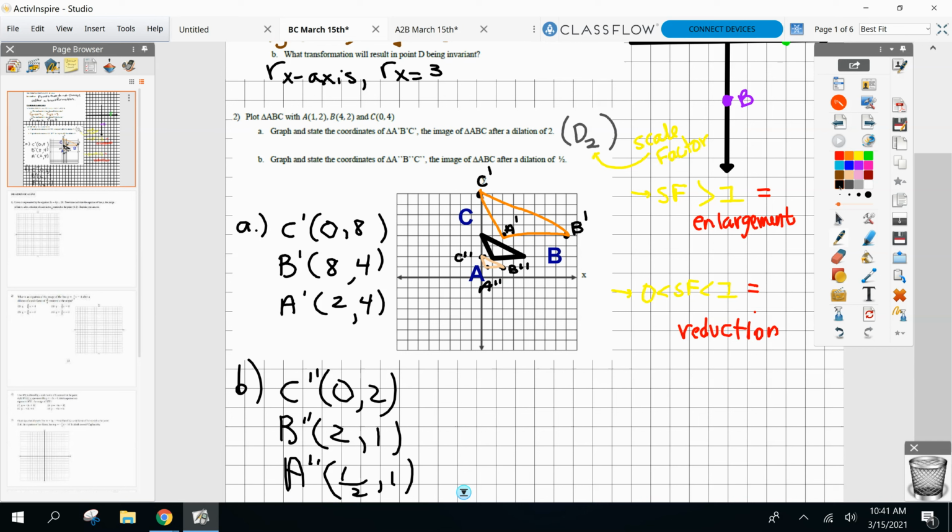So that's how a dilation is performed. I multiply the coordinates by the scale factor. Any questions there, how a dilation actually works now?